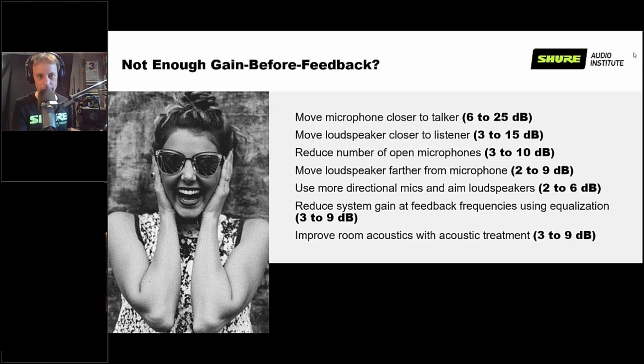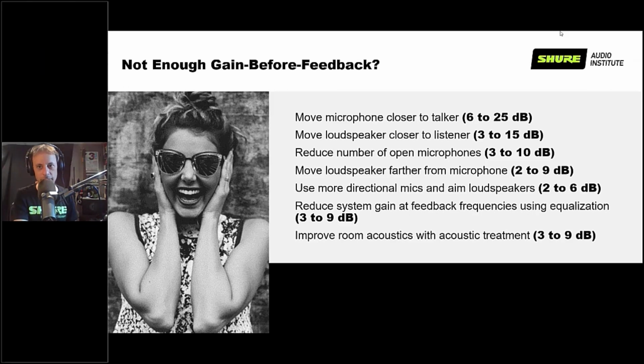Okay, I'm back. There we go with my SM7, which I love. Okay, here we go. So, again, we can't beat on this topic enough, right? Move the microphone closer to the talker, right? If you are getting too much feedback, that is the cheapest and easiest way to eliminate feedback: just get people to move the microphone closer to their mouth.